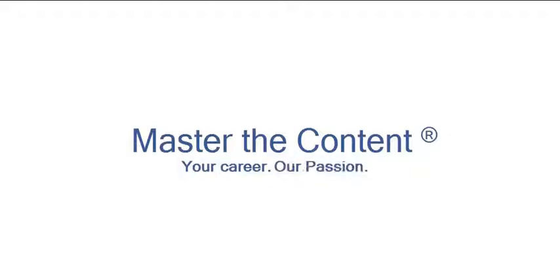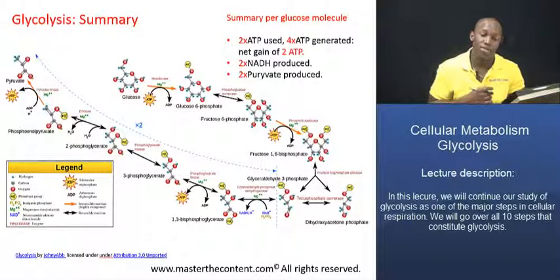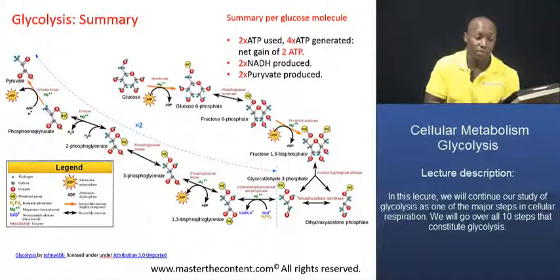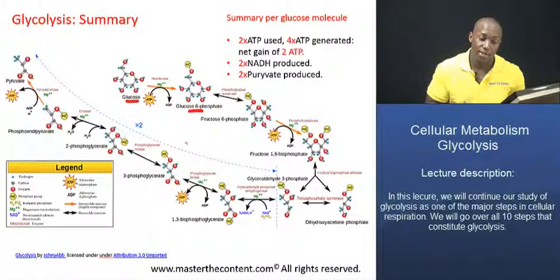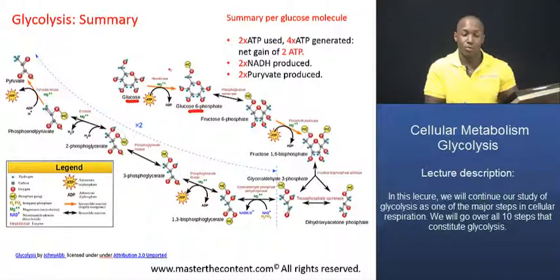Your career, our passion. So what we're going to do now is look at the summary of what we just talked about. In the first stage of this reaction, glucose gets converted into glucose 6-phosphate. This reaction requires the input of energy in the form of ATP, and it is catalyzed by the enzyme hexokinase. So that's the first step right there.